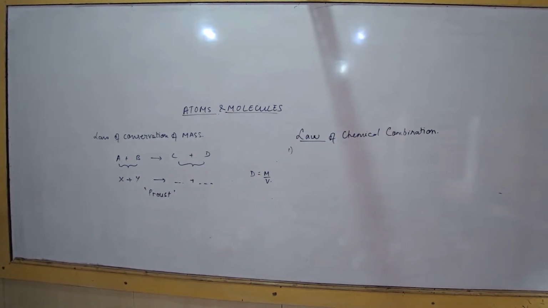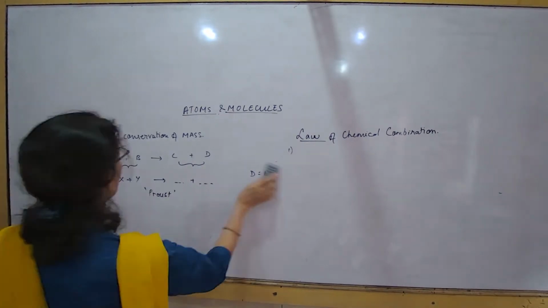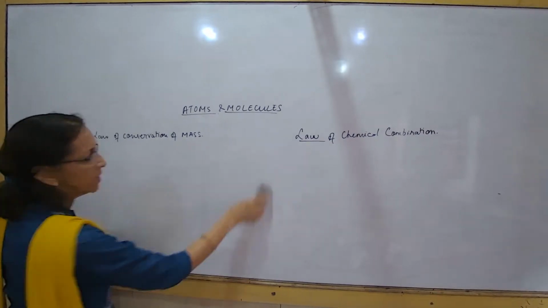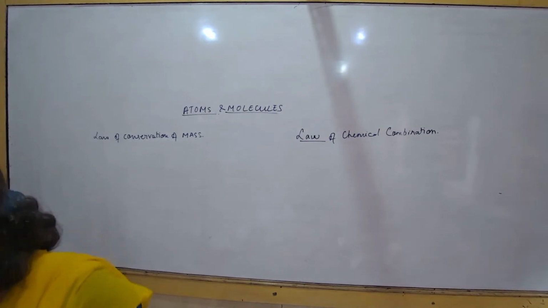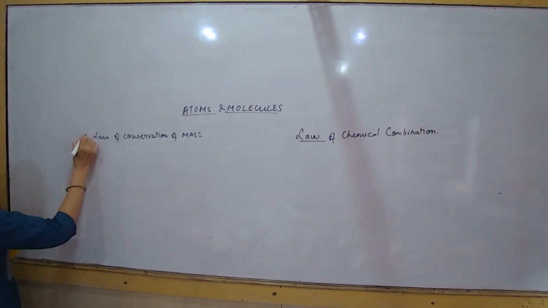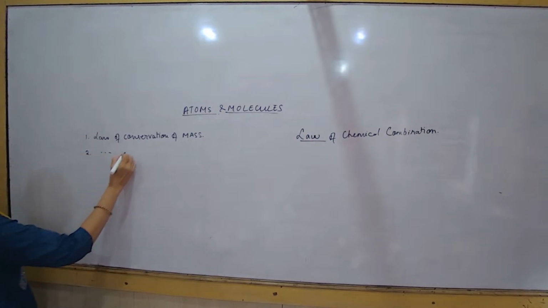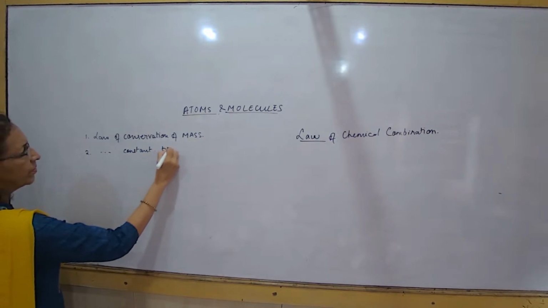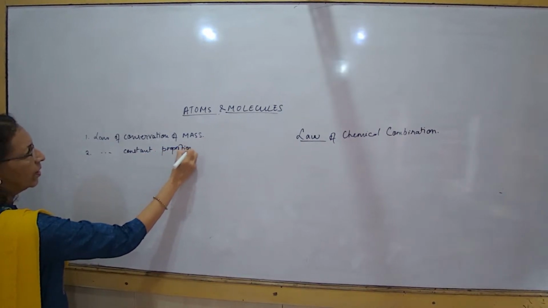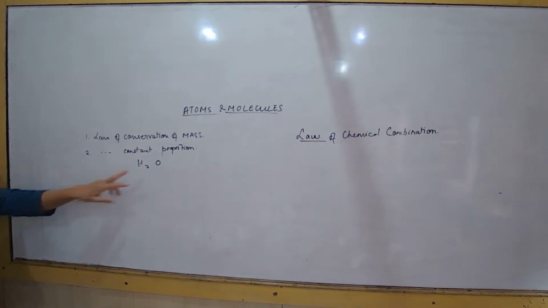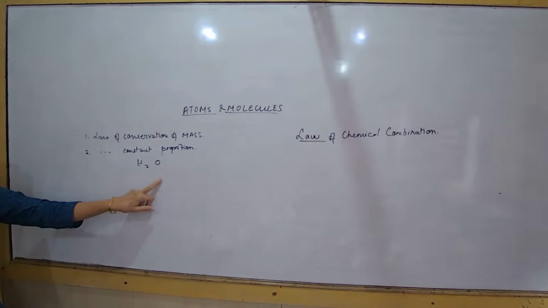Okay. Let's talk about a very simple example. This is the first law. The second one is constant proportion. Let's take this example of water. Okay, this is with respect to mass, right? We want to find out how it is present.